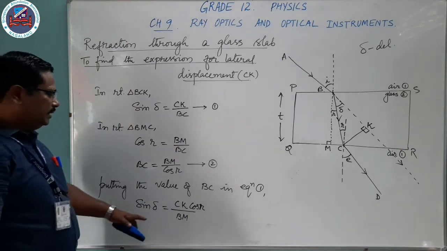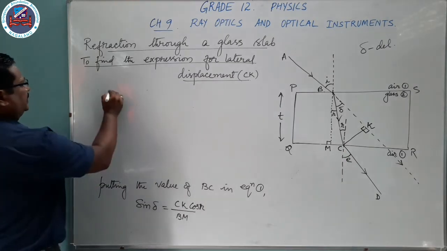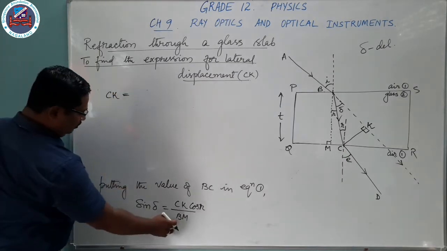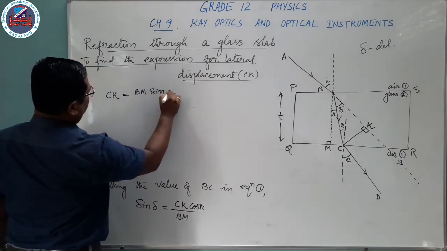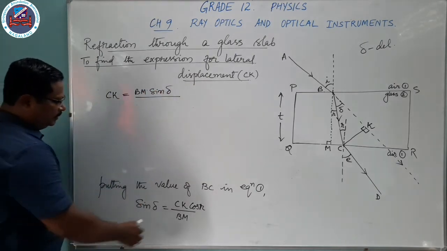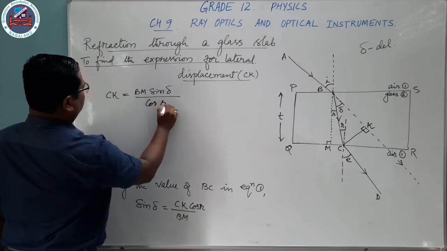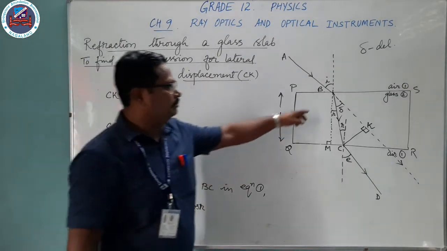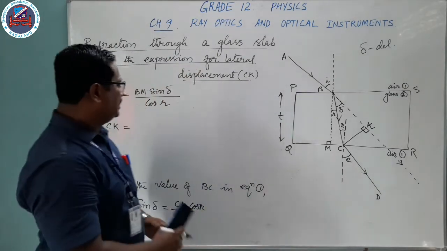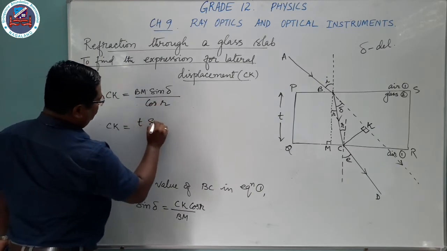Now, what we need here is CK, the lateral displacement. So CK will be BM sin del divided by cos R will come down. So your lateral displacement CK is equal to, what is BM? This is the thickness of the glass slab. I'll write T. Sin del, what is del?